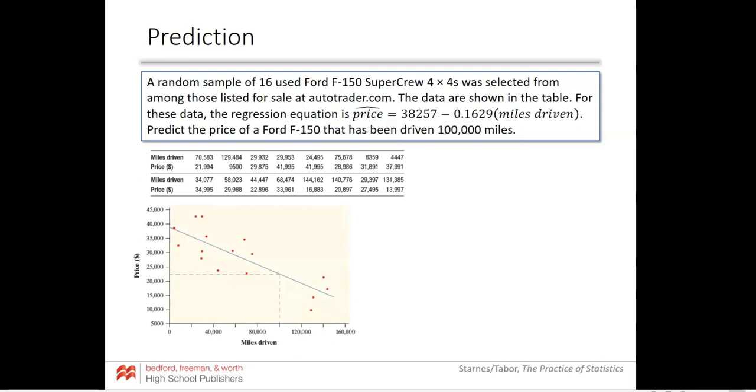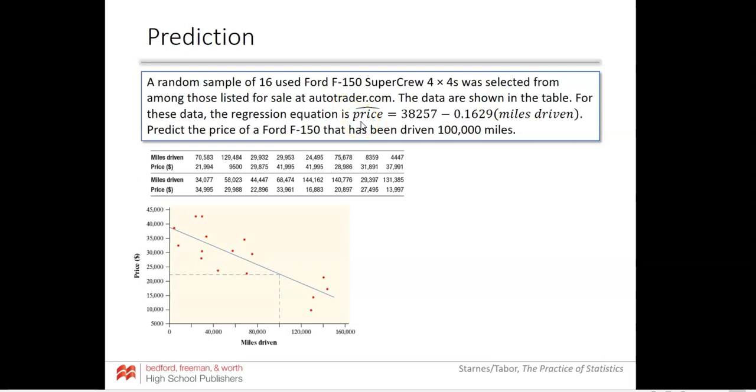So it says to make a prediction. What if you wanted to predict the price if you only drove 100,000 miles? What would that price be? We can use the prediction line, the line of regression, to make that prediction. Literally all you're doing is where it says miles driven. By the way, this is my preferred notation. Notice they're not using y hat and x there.